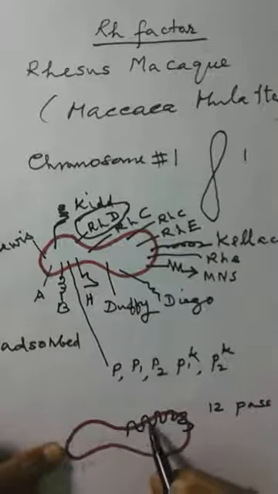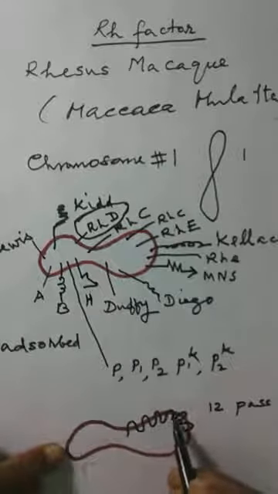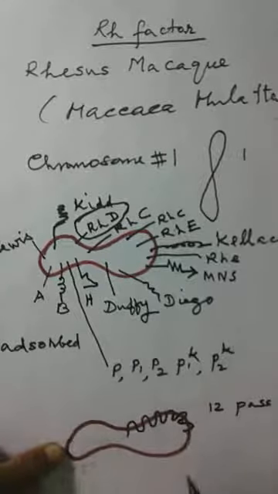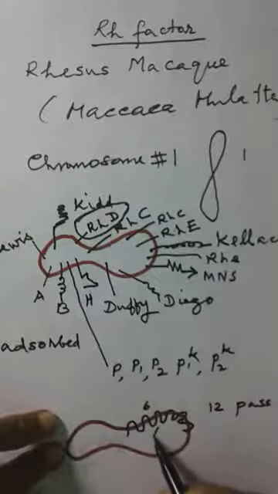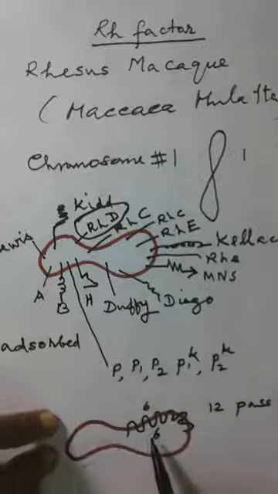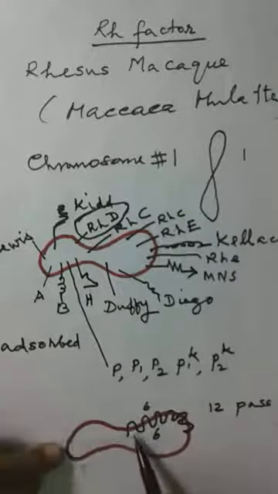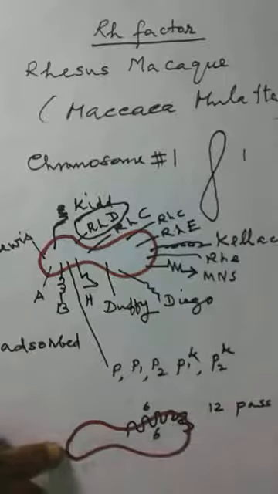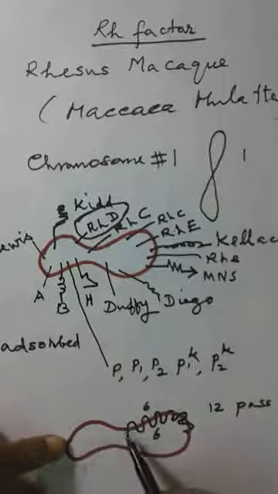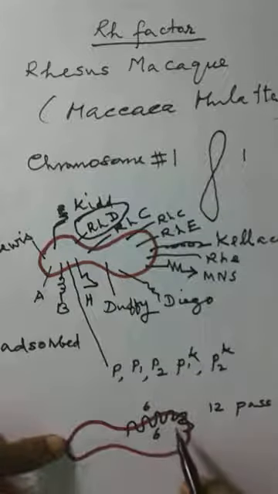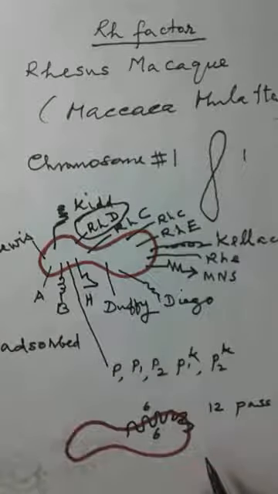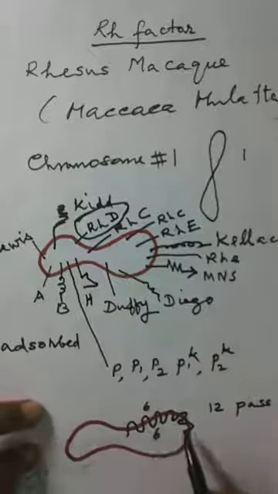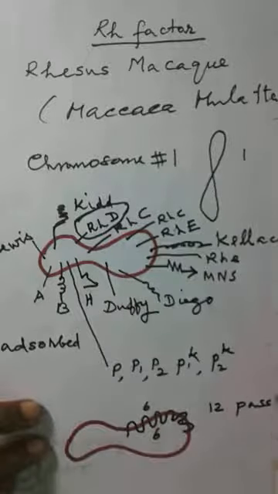1, 2, 3, 4, 5, 6, 7, 8, 9, 10, 11, 12. That means 6 loops outside and 6 loops inside. So totally 12 times this will cross the membrane. That is the structure of this RHD protein. And this is coming from chromosome number 1.